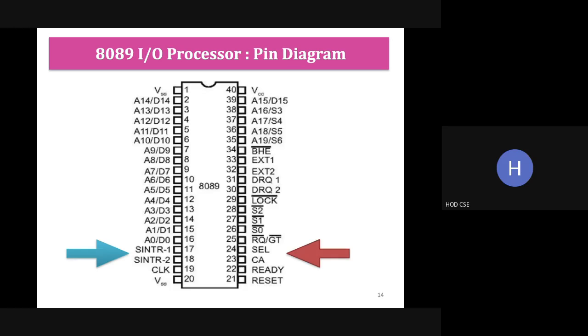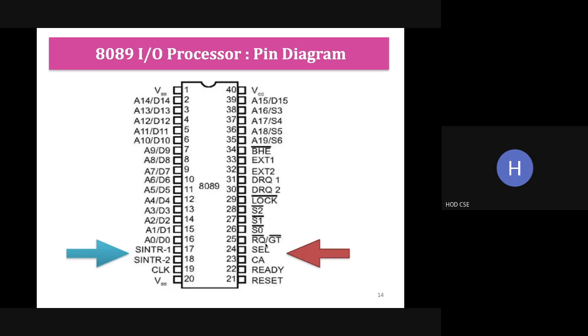To select the channels, we use the select signal. If the select signal equals 0, channel 1 will be selected, and if it is 1, channel 2 will be selected. The channel attention signal is used along with this, and it must be equal to 0. Only if channel attention is equal to 0 can we go for the select signal. Both combined together are used to select the channels available in the 8089 IO processor.